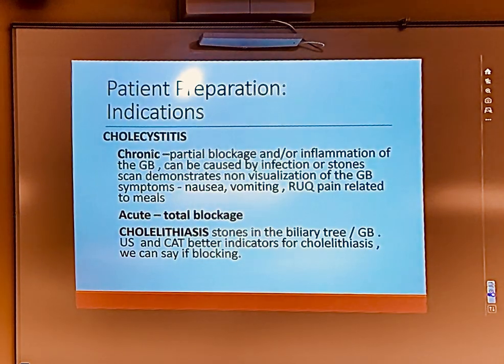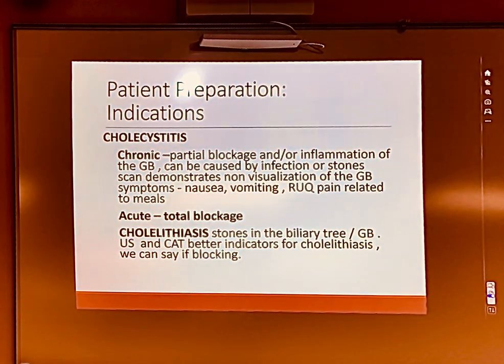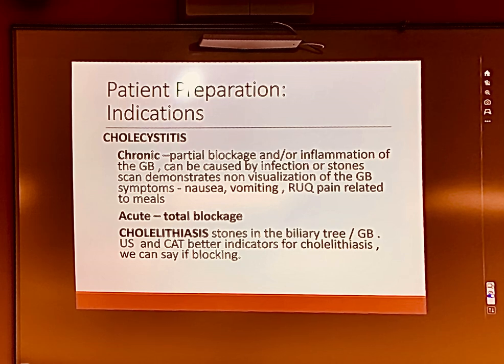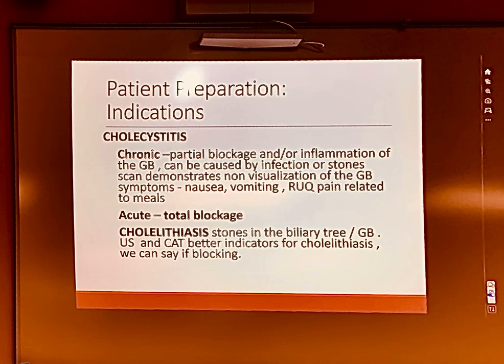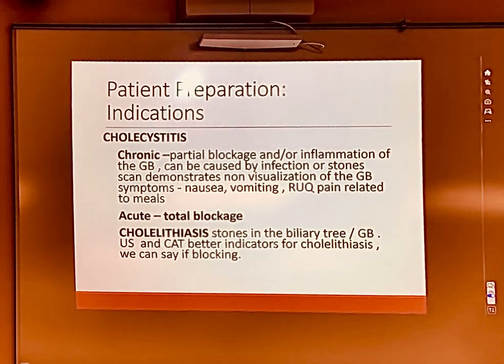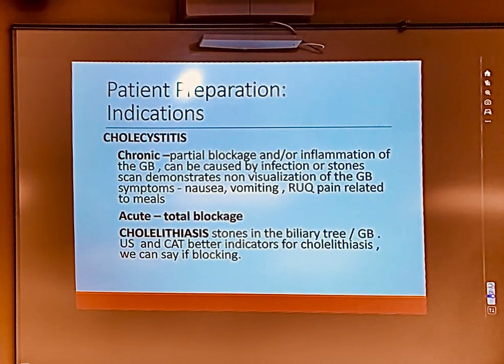We're done. So you do get patients that have these lovely little things called cholelithiasis, which is the fancy word for gallstones. They are stones that are in the biliary tree or in the gallbladder itself. The gallbladder looks kind of like a little wine sack. We do not see gallstones in our studies. What we see is the effect of the gallstones on the gallbladder and the biliary tree. Ultrasound is the gold standard in imaging to rule out gallstones.